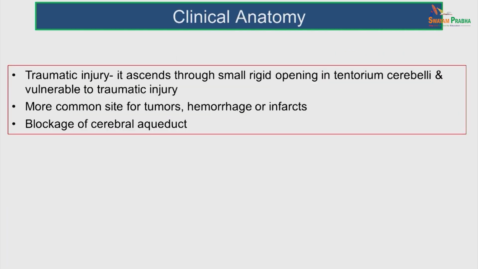Now, why is it clinically important to study the midbrain? We have studied that there are so many nuclei and so many connections. It is the most commonly involved in traumatic injury. Why? Because it ascends through the small rigid opening in the tentorium cerebelli, and it is more vulnerable to traumatic injury, and also it is a more common site for tumors, hemorrhage or infarcts. Also, any blockage of the cerebral aqueduct leads to pathology in the midbrain.